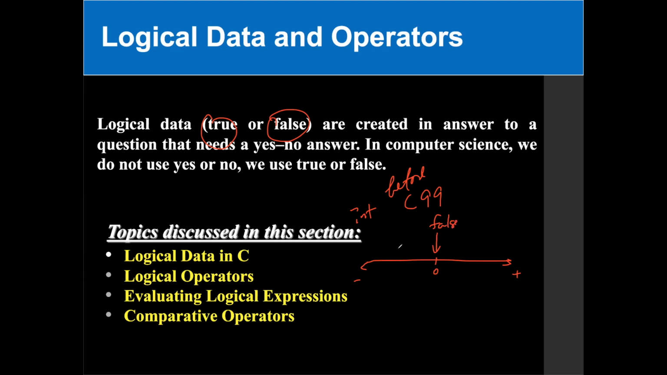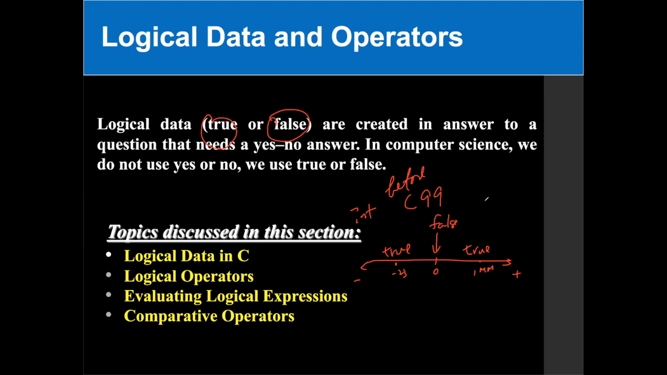false is always 0, okay? But everything else is true, right? Including a value that's negative 23, for example, and true could be 1 million. It doesn't matter. As long as the number is not 0, everything else is true. This is still true in C++, by the way.